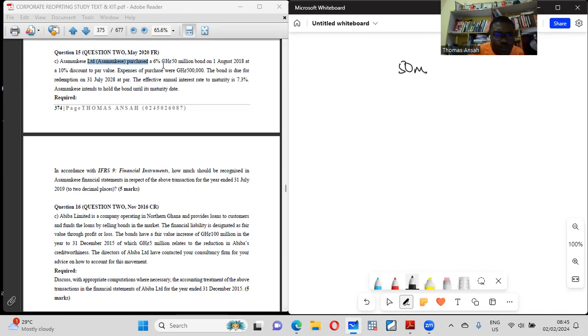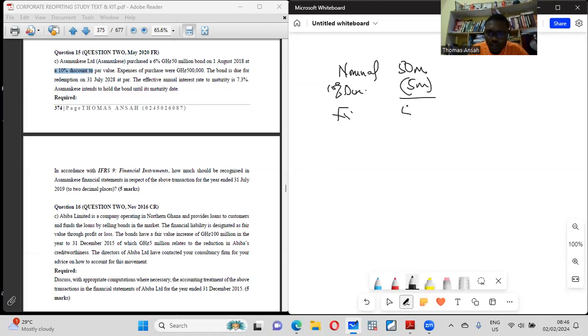Is it 50 million? 6%, 50 million. So 50 million is the nominal on August at a discount of 10%. Okay, so this is the nominal. They bought it at a discount of 10%. So it means the fair value was not given. So you do 10% discount, it will be what? 5 million.